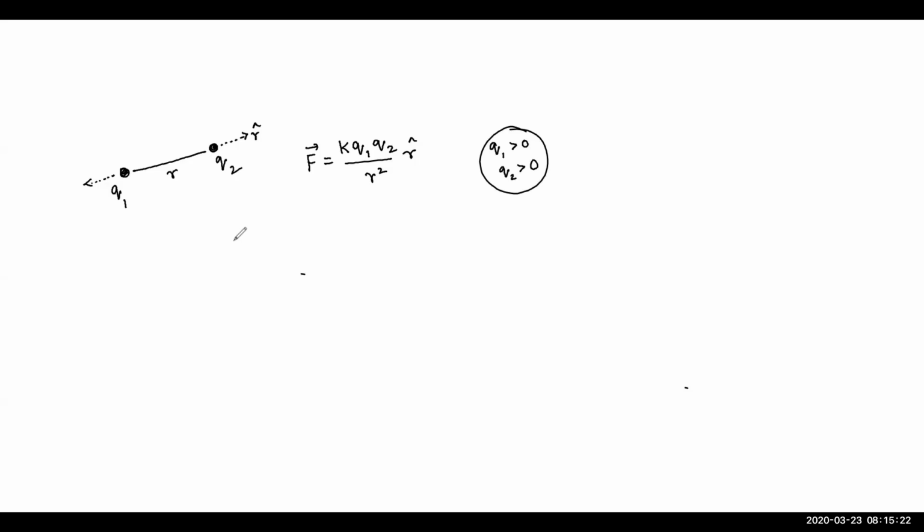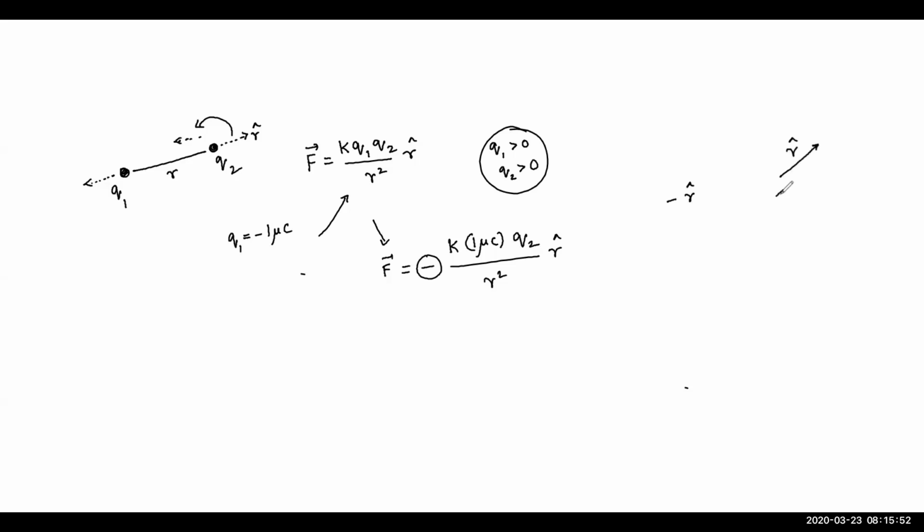So for example, if I gave you Q1 equals -1 microcoulomb, and you plug that value in here, then what you would get is F equals negative K times 1 microcoulomb for Q1, and Q2 I haven't specified, so I'm just going to keep Q2, divided by R squared, R hat. And this negative sign automatically reverses the direction of that unit vector, right? Because if this was R hat, negative R hat is that direction. So it automatically reverses the direction if one of my charges is negative.